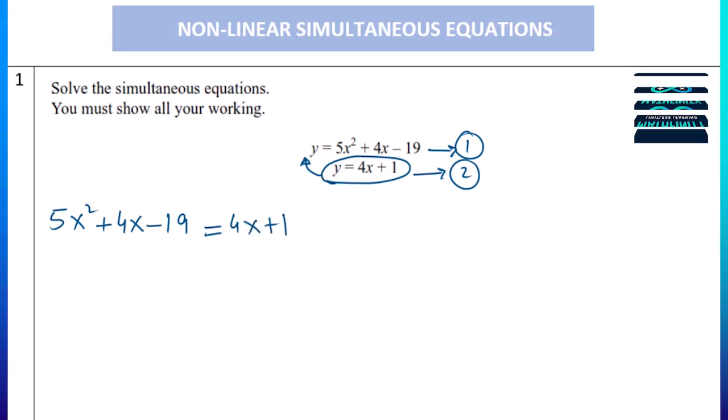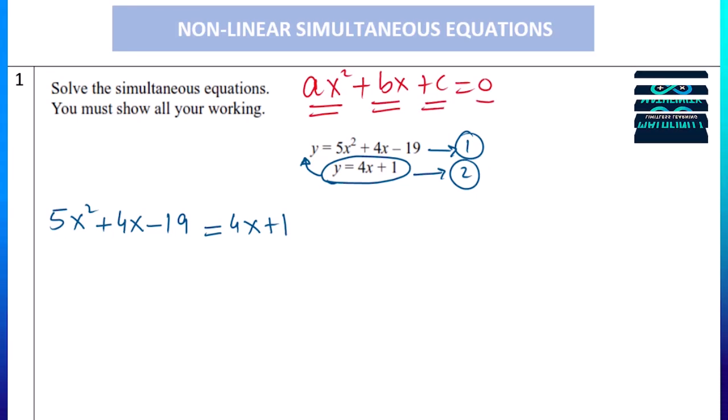After this, if you remember, what was the general form for quadratic equation? The general form was ax square plus bx plus c equal to 0. Always we have to form the quadratic equation in general form. X square value should be first, then x value, then constant, and there must be equal to 0. So if we want to form the quadratic equation in general form, we have to shift these two things to the other side.